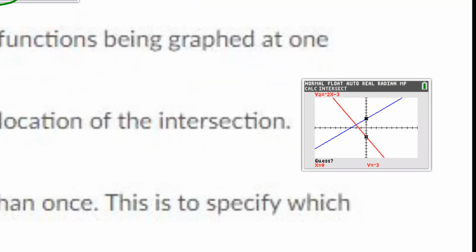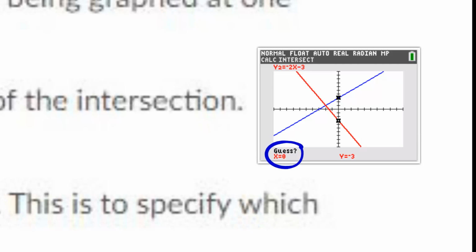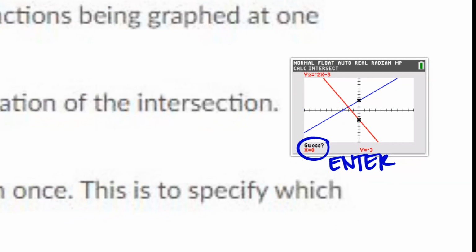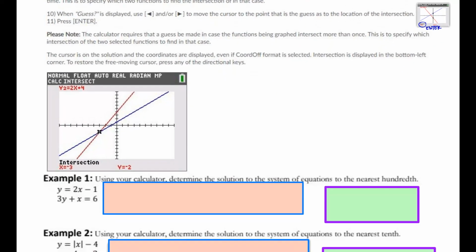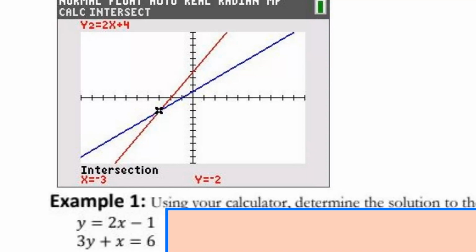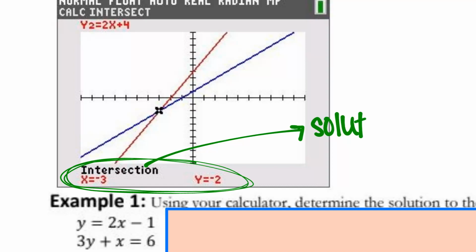And then the last screen that pops up will ask you what your guess is. That will be blinking generally around where the second curve was. And this one doesn't matter. You're just going to hit enter, because ultimately it's going to give you the point of intersection regardless of where your guess is. So after you hit enter, you're going to see on the bottom where your intersection is. For these 2 lines, the solution or the intersection is x comma y, -3 comma -2. And it shows you right where they cross. That's going to be your intersection. That's going to be your solution.